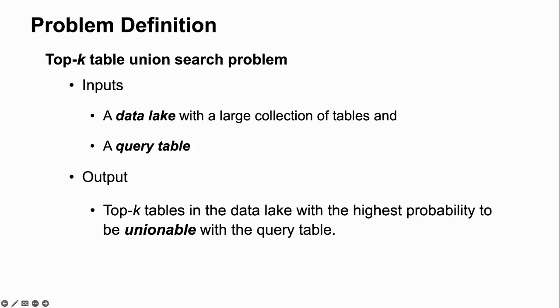Formally, the problem we study in this work is top K table unionable search. The inputs are a query table and a data lake with a large collection of tables. The expected output is top K tables from the data lake with the highest probability to be unionable with the query table.